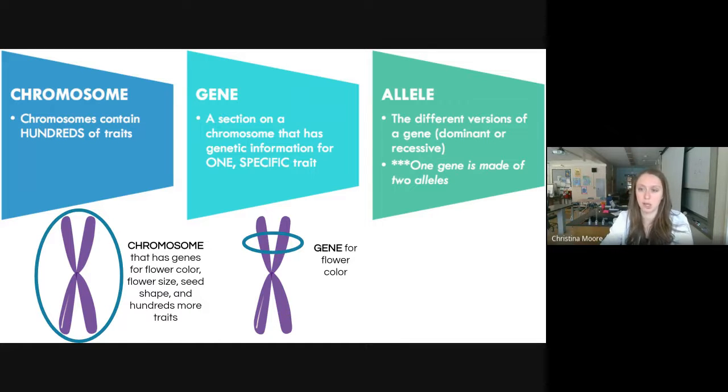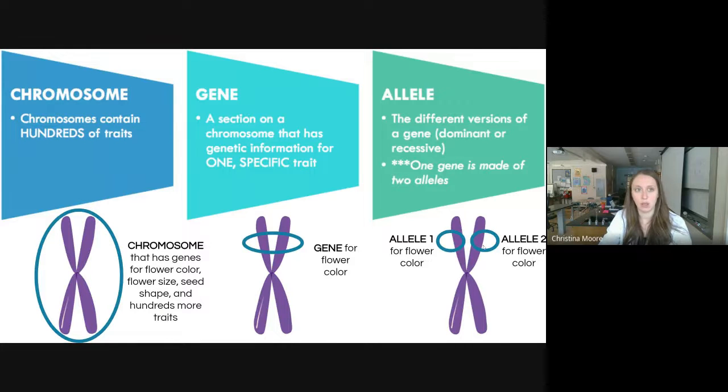The last word to look at is allele. An allele is a different version of a gene. So it could be dominant or it could be recessive. One gene is made of two different alleles. In the last picture, we can see the meaning of that word allele.